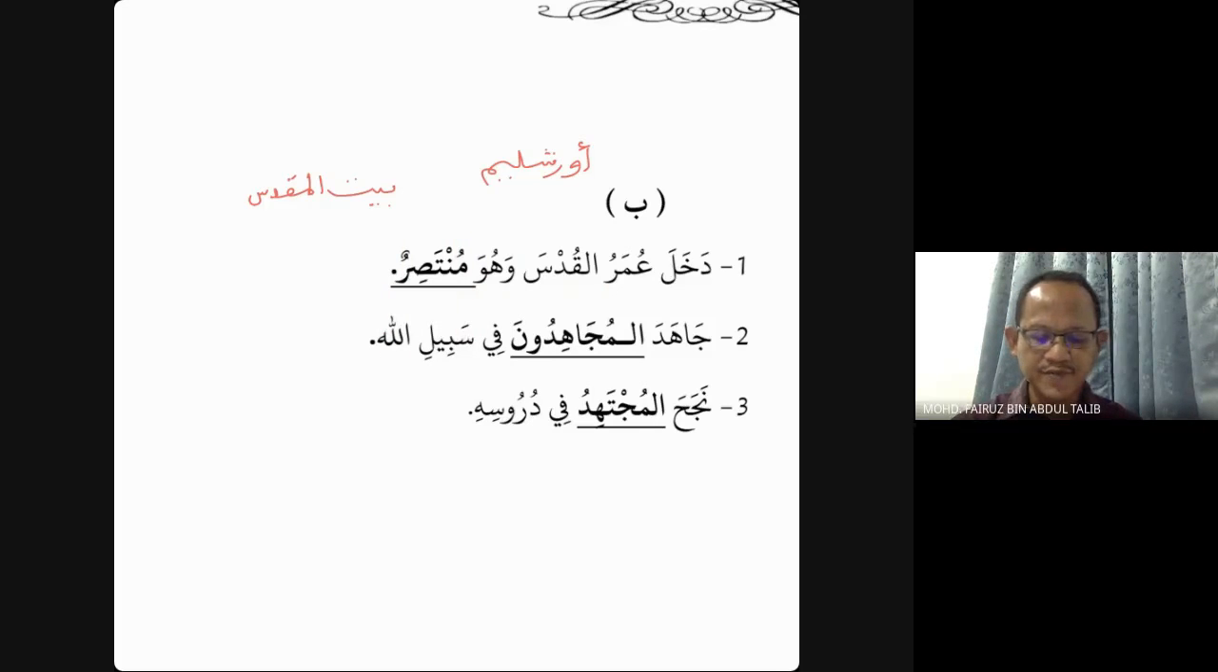Muntasirun. This word comes from the verb intasara, and the mudari is yantasiru. If you still remember, I gave you a list of wazan, fi'il madi, and also fi'il mudari. Correct? And I asked you to try to memorize both madi and mudari. If it is infa'ala, what is the mudari? Yanfa'ilun. If it is tafa'ala, what is the mudari? Yatafa'al. Okay? This lesson requires that knowledge. If you do not remember the mudari, it can be a bit difficult for you to learn this.